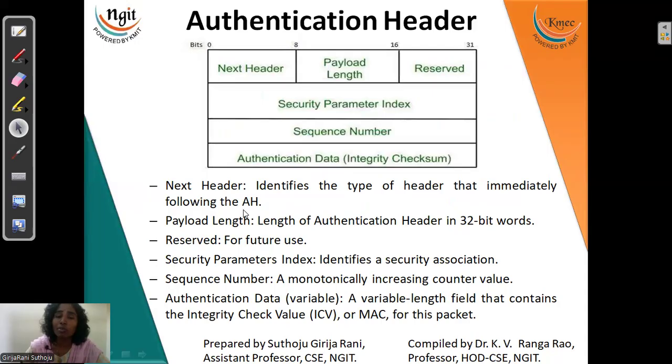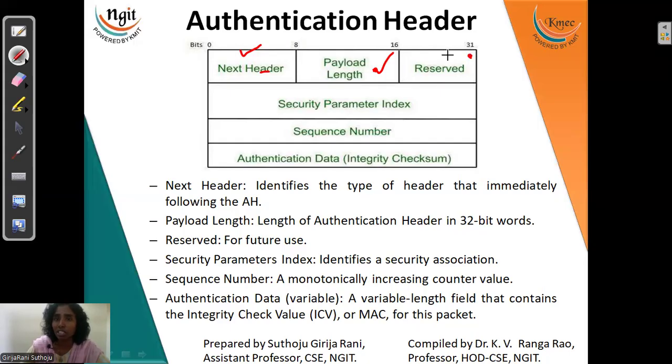Thus, we are moving to ESP, where we are giving data encryption also, which is not possible in the authentication header. Now let us see the authentication header format. The header format has the next payload data. The next payload address information will be stored in the first block, and the payload length, the length of whatever data we are sending, will be given here, and reserved for future purpose.